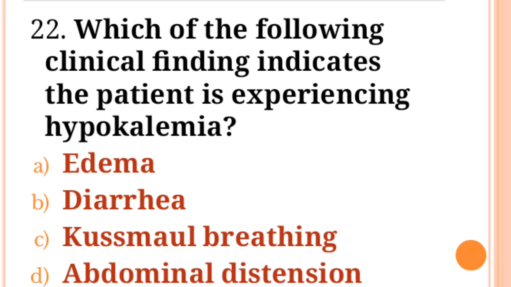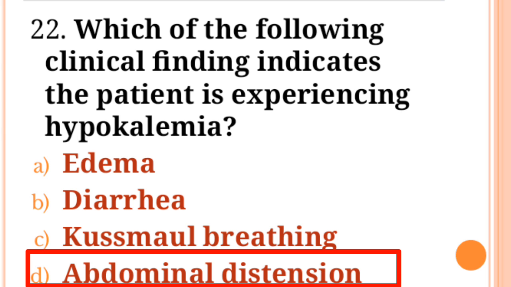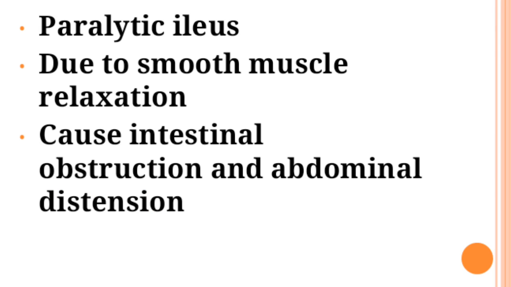Next question. Which of the following clinical finding indicates the patient is experiencing hypokalemia? Options: A. Edema, B. Diarrhea, C. Kussmaul's breathing, D. Abdominal distension. Answer is D. Abdominal distension. Hypokalemia causes a decrease in the bowel motility, that is paralytic ileus, due to smooth muscle relaxation, which can cause intestinal obstruction and abdominal distension. Other signs are not associated with hypokalemia.